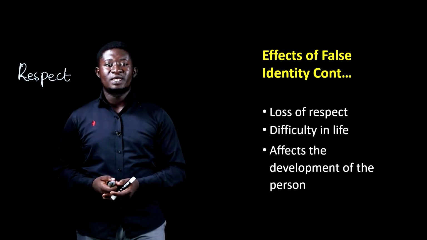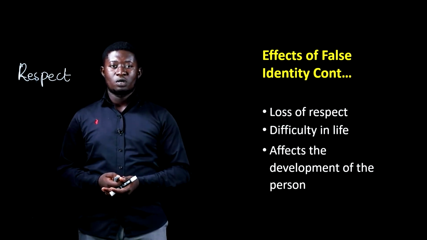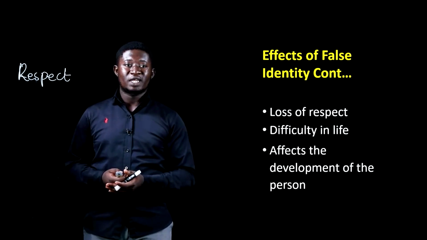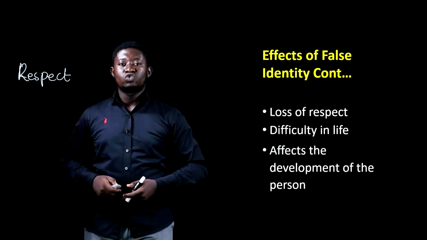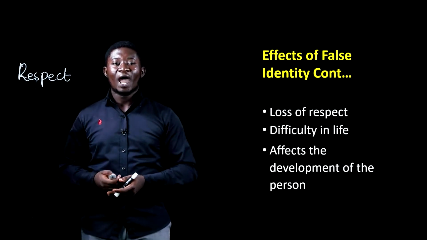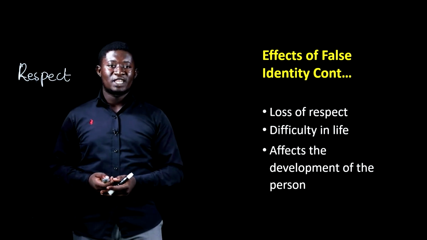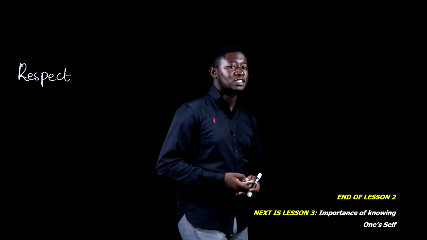And then finally, it affects the development of the individual. When an individual perceives him or herself to be something else that they are not, it prevents them from striving hard to move to the next level and actually become who they are perceiving or lying to themselves that they are. This brings us to the end of this lesson.